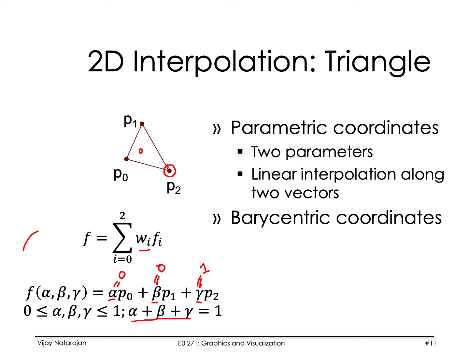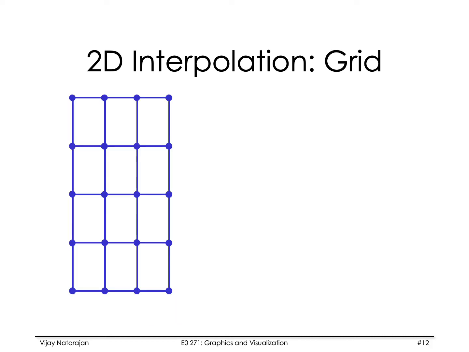So any point inside the triangle gets a coordinate, and this coordinate is called the barycentric coordinate. So given the barycentric coordinates, we can use them as weights here in this expression and compute the function at that particular point. So the barycentric coordinates essentially give us linear interpolation for an unstructured mesh or a triangle mesh.